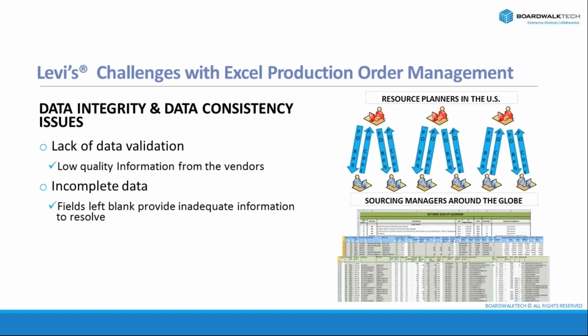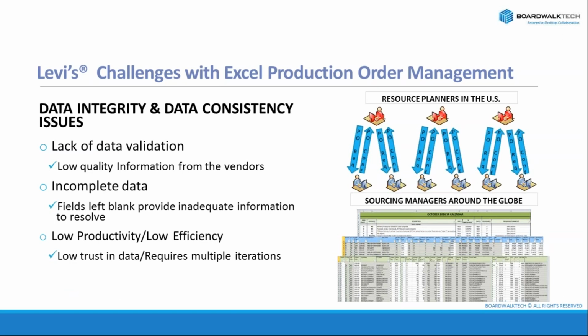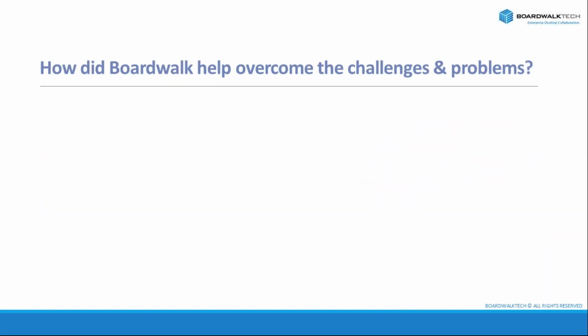And some critical data are required for the process, and the absence of these data causes even further delays. Again, low productivity and low efficiency. This collaboration process needed 2 full-time super users to fix the data that was incorrect, fix the formatting, and fill in the missing data on behalf of the resource planners and the sourcing managers, almost defeating the purpose of streamlining this collaboration process.